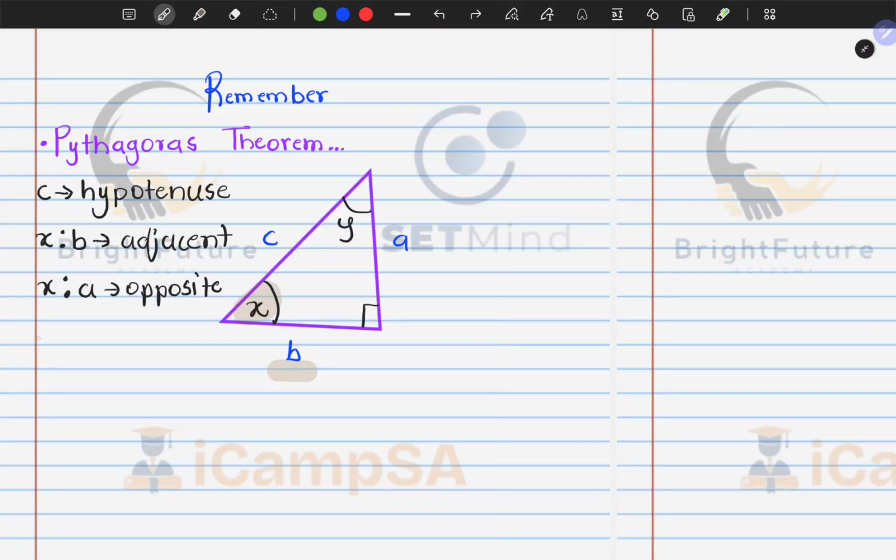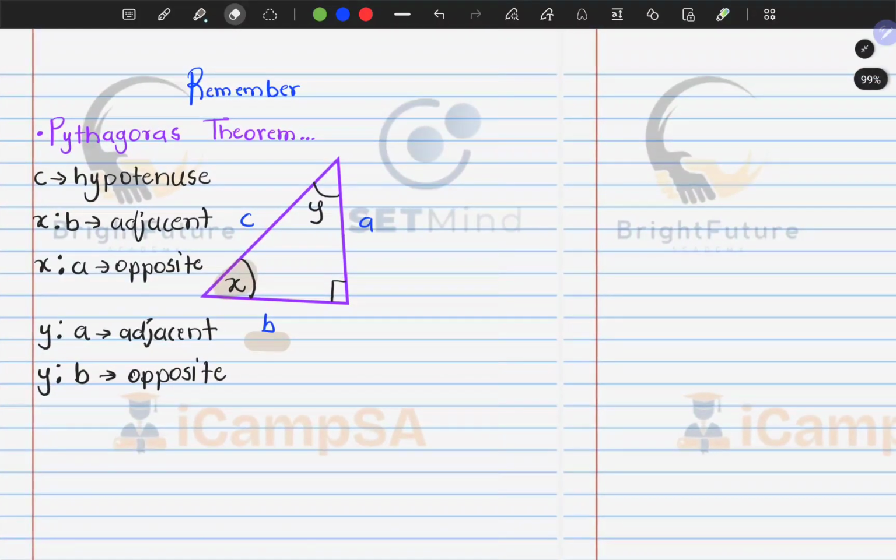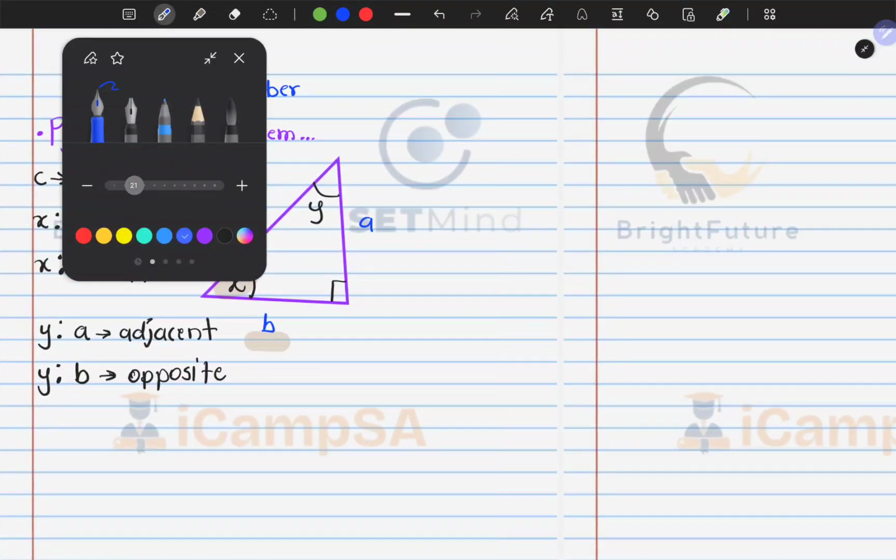Then if we change now and look from Y, our A is going to be our adjacent side. And still looking from Y, if you look opposite Y, you will see B. So that means B is our opposite. This is very important for you to understand in general when you are dealing with trig ratios.